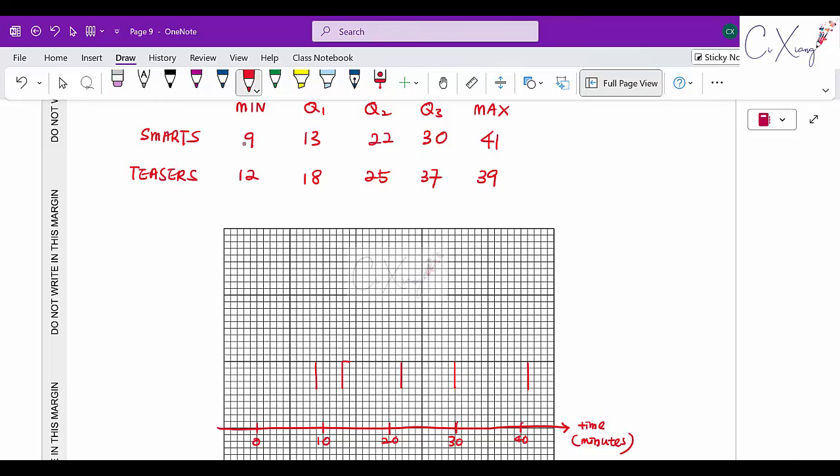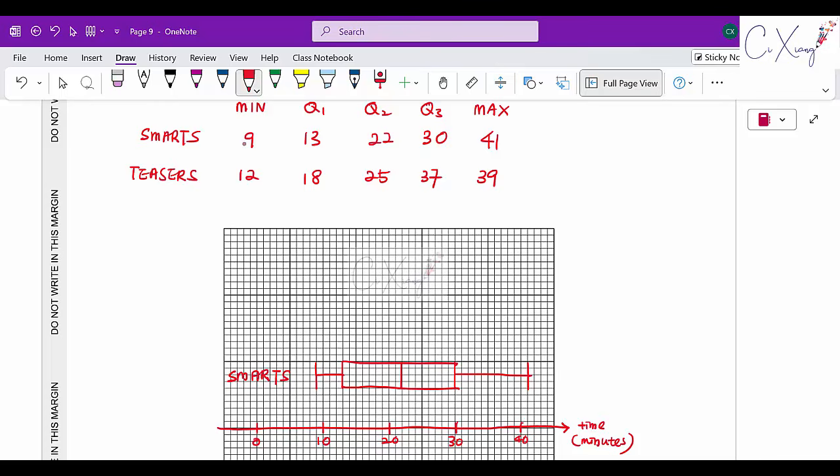After that, Q1, Q2, and Q3, you need to draw 2 horizontal lines to make it as a box. So this one you call a box. Then for the whisker, you try to draw from the minimum value to the box and also from the box to the maximum value. Okay, and then this is for the group of Smarts. So you have to label them clearly. This is the Smarts group.